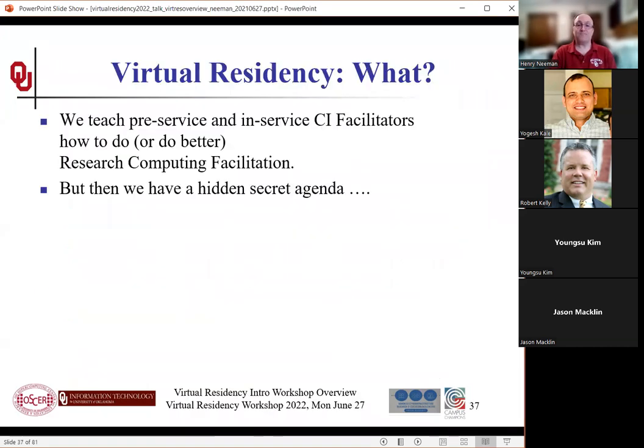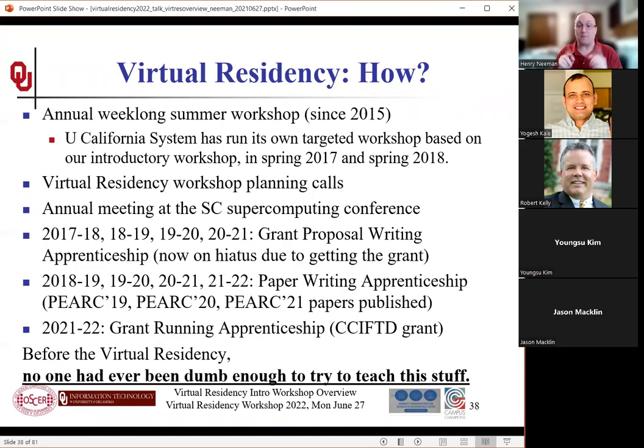Okay, so let's talk about the virtual residency. What is the virtual residency? We teach pre-service and in-service cyber infrastructure facilitators how to do cyber infrastructure facilitation, or how to do it better. We also have a hidden secret agenda, which I'll talk about presently. So how do we do that? Well, the biggest part of it, of course, is our annual workshop. We do a week-long workshop. We've done this every summer since 2015.